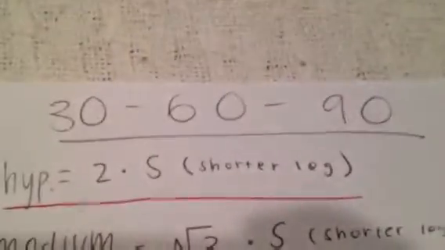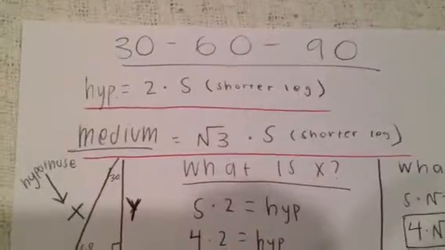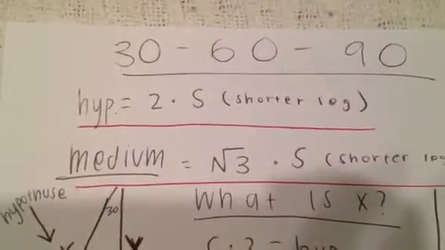Alright, basically what you're doing for both of these different triangles is just memorizing the formula. Just know what to do when they give you a medium side or when they give you a short side, and how you're going to find the hypotenuse just by using these formulas. Alright? Okay, I hope that helped.